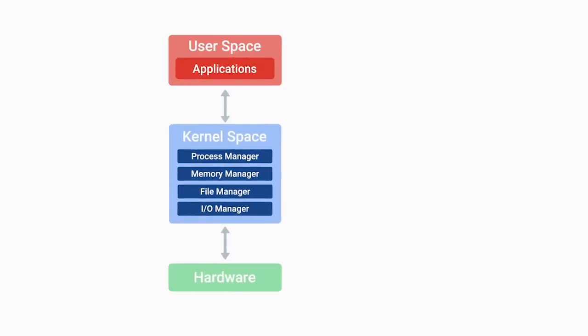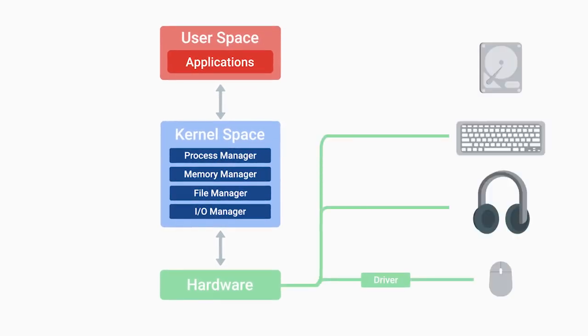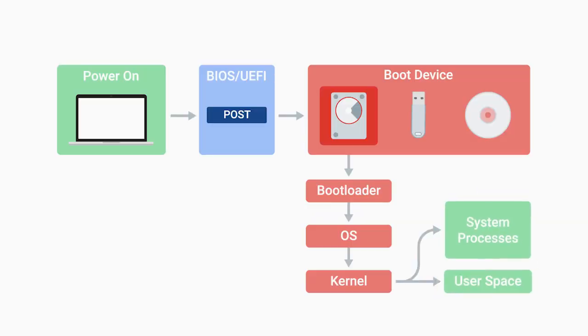The kernel controls access to our computer's resources. It also loads up drivers and more so that our hardware can talk to our software. Next, essential system processes and user space items are launched.